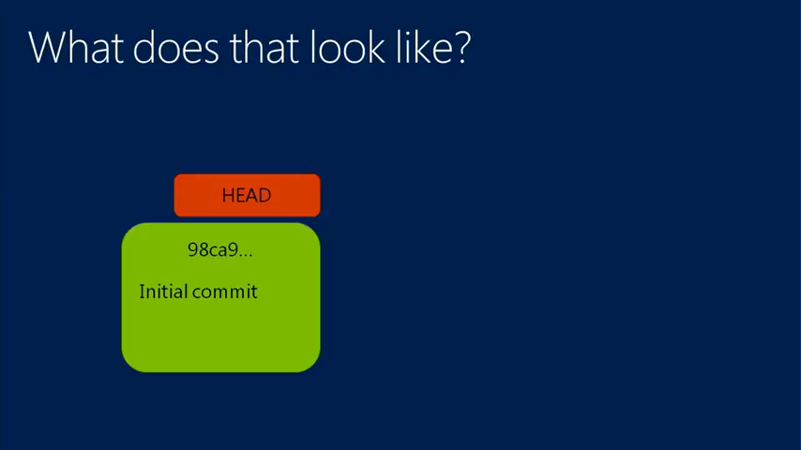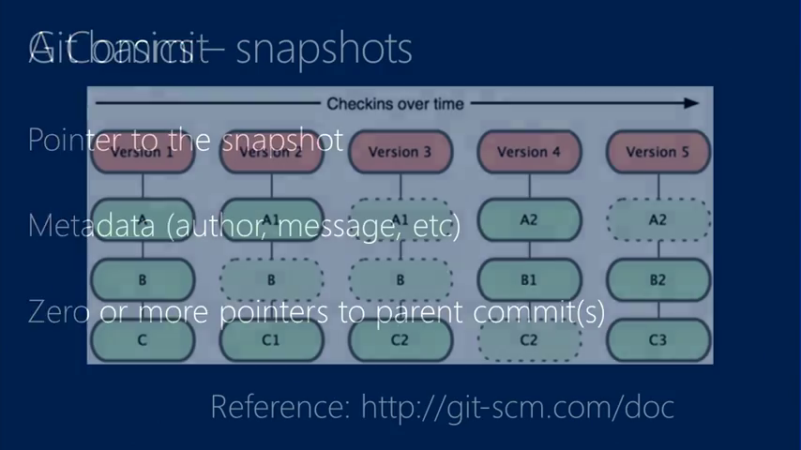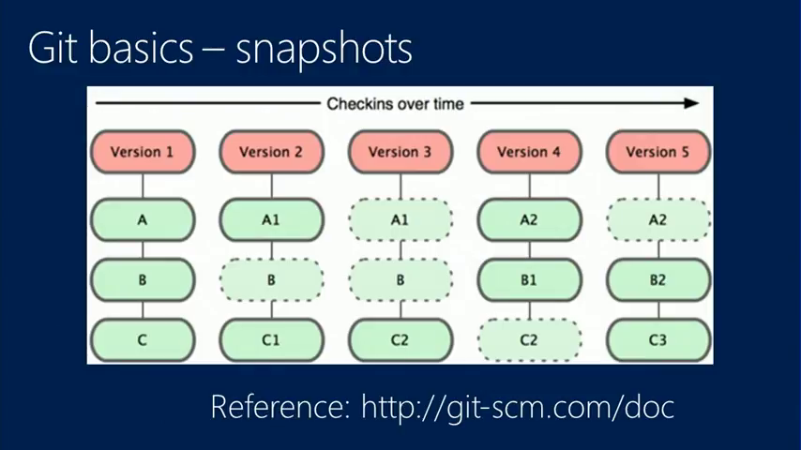Oh, I should also point out that these dotted ones, where A1 doesn't change from 2 to 3, it doesn't store another copy of A1. It just stores a pointer back to the existing copy of A1 on the disk. Okay, so there's that as well.